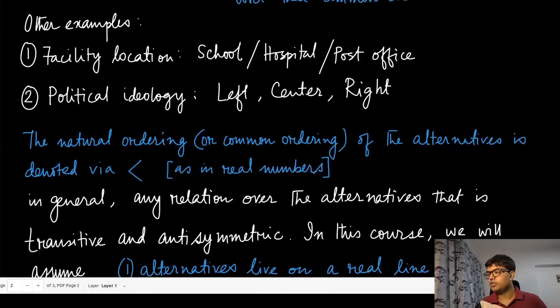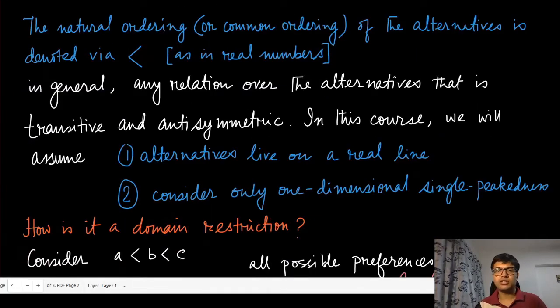We will denote this natural common ordering that we discussed with the notation less than or greater than, as we do in the case of real numbers. So we can say that A is less than B, and this denotes the common ordering of these alternatives on a real line. For this discussion, we are only talking about one-dimensional single-peakedness. That is, you have a single real line, and on that you define your preferences. In particular, it does not need to be a real number.